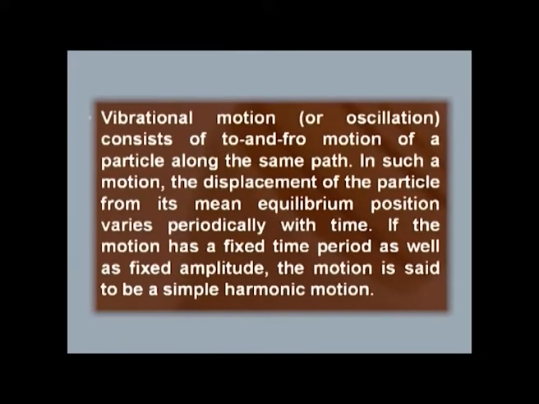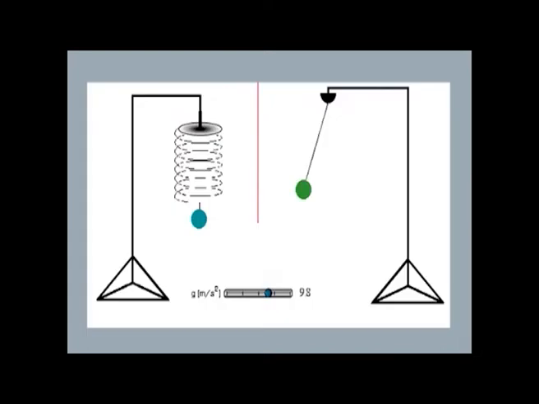Vibrational motion or oscillation consists of to and fro motion of a particle along the same path. In such a motion, the displacement of the particle from its mean equilibrium position varies periodically with time. If the motion has a fixed time period as well as fixed amplitude, the motion is said to be a simple harmonic motion. A few examples of simple harmonic motion in our day-to-day lives include a simple pendulum showing back and forth motion in small angles, a small mass tied to a weightless spring that exhibits movements along the same path, etc. Figure 1 depicts these examples.